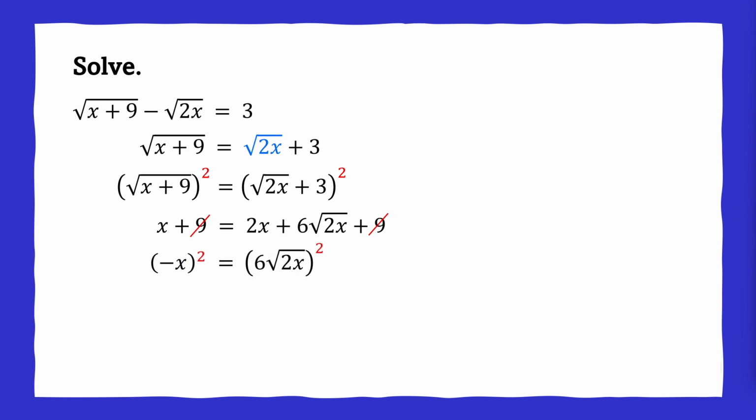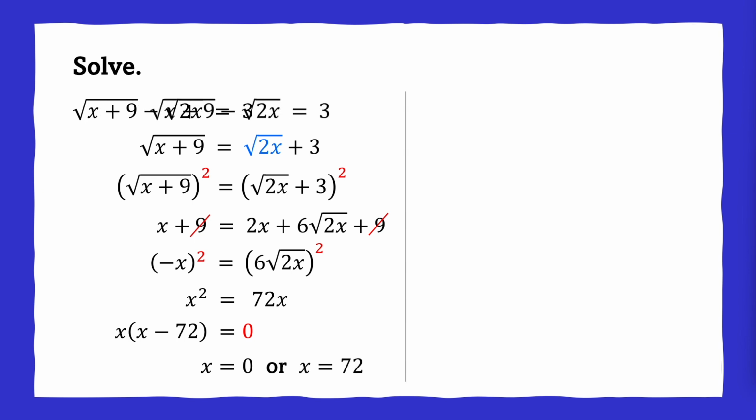Square both sides again to eliminate the square root, which gives us x squared, since negative squared becomes positive. On the right, squaring 6 gives us 36, and squaring the square root eliminates the square root. This results in 72x. Move 72x to the left, making it negative. Factor out x. Using the zero property, x equals 0 and x equals 72.